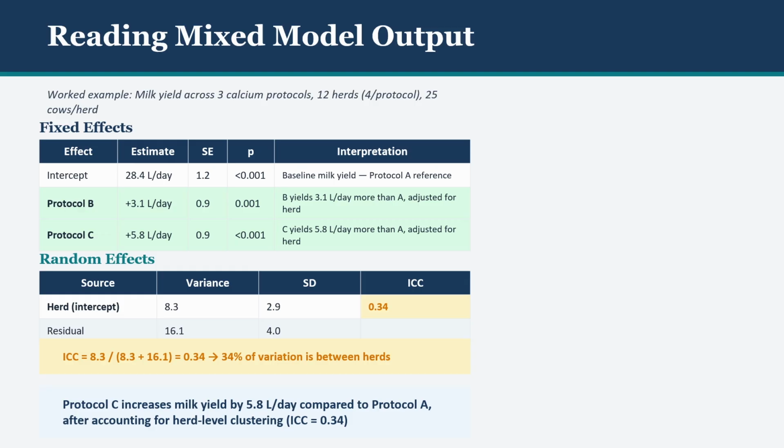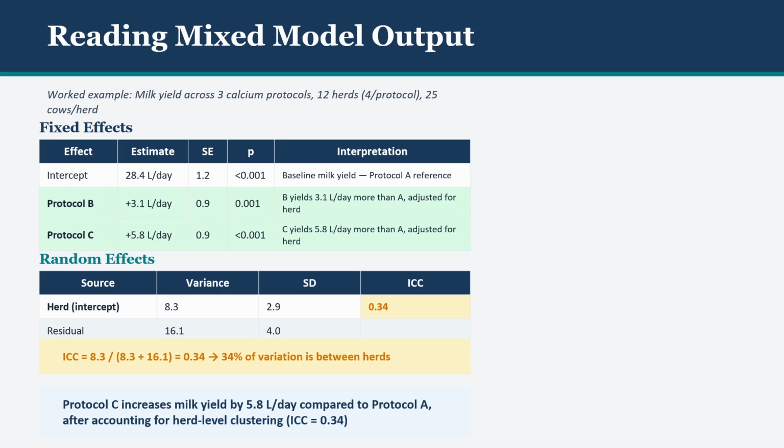The random effects table tells you whether the clustering mattered. Herd level variance is 8.3. Residual variance is 16.1. ICC equals 8.3 divided by 8.3 plus 16.1, which is 0.34.